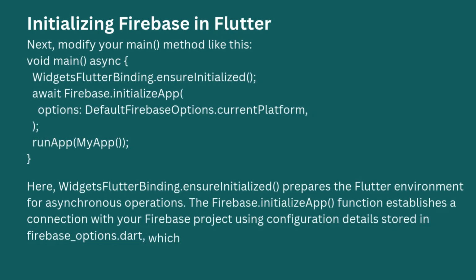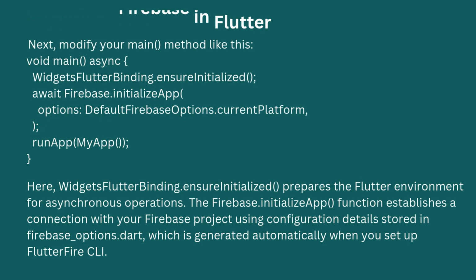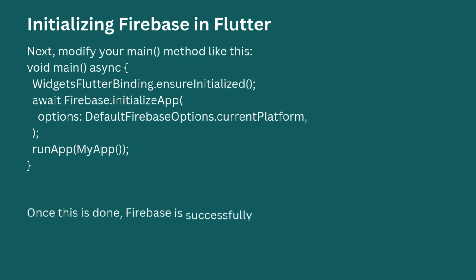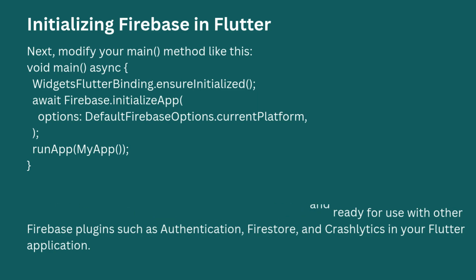Here, the WidgetsFlutterBinding.ensureInitialized function prepares the Flutter environment for asynchronous operations. The Firebase.initializeApp function establishes a connection with your Firebase project using configuration details stored in firebase_options.dart, which is generated automatically when you set up FlutterFire's CLI. Once this is done, Firebase is successfully initialized and ready for use with other Firebase plugins such as Authentication, Firestore, and Crashlytics in your Flutter application.